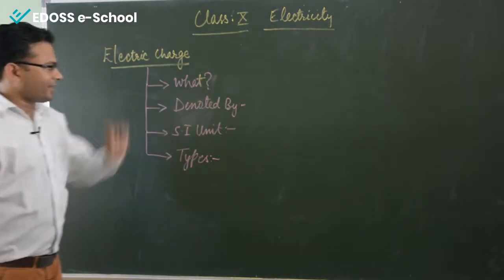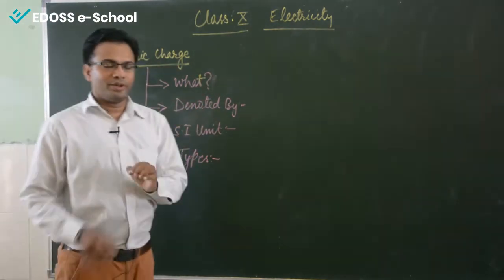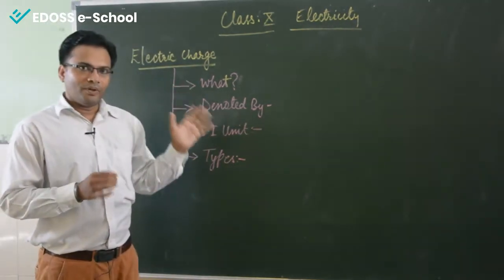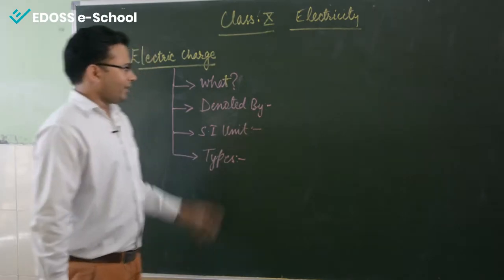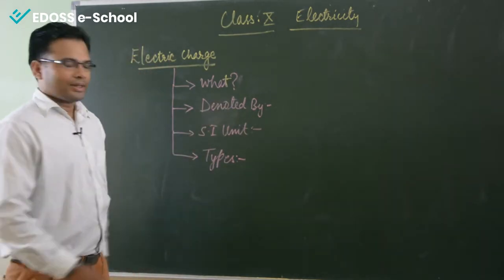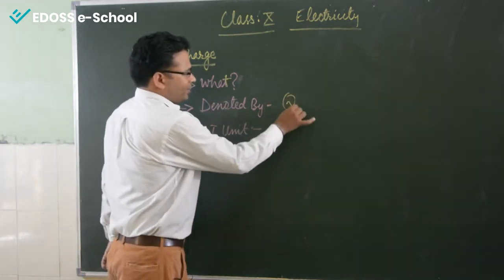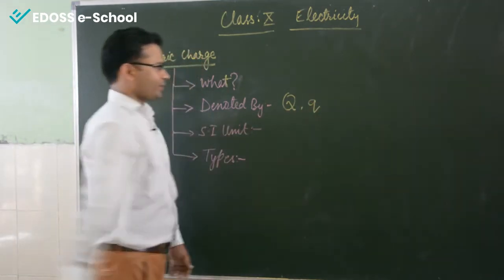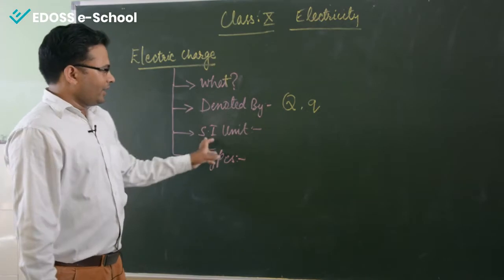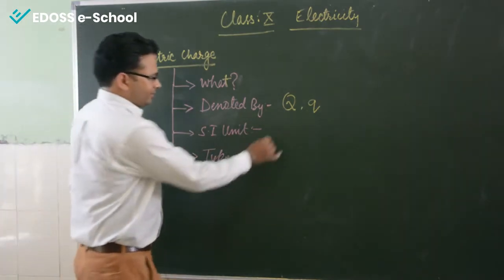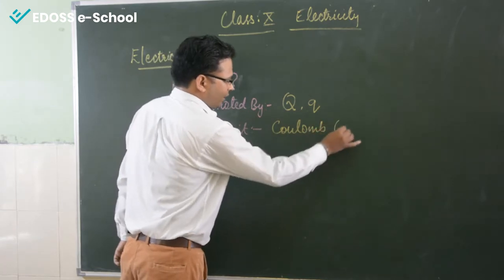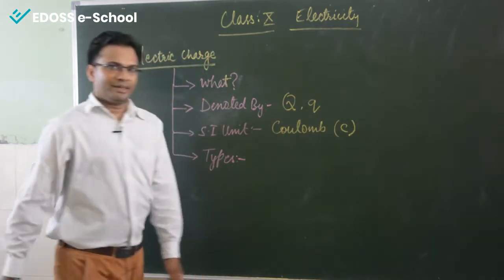So this is electric charge. Now the denotation, as you know, physics especially contains the formula and the numericals. The electric charge, you can denote it by small or capital Q. This is the denotation for electric charge. SI unit of electric charge is Coulomb. You can denote it by capital C also.